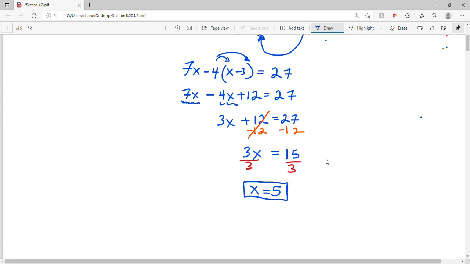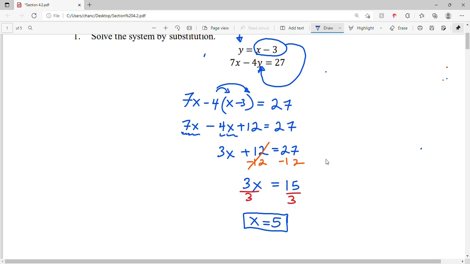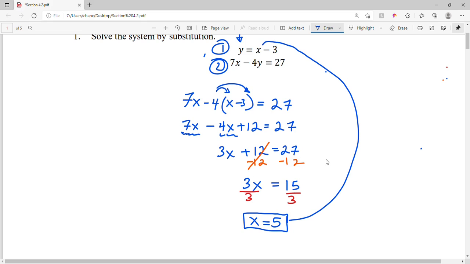We're not done yet. We have to solve for y as well. And to do this, we're going to use substitution again. We can plug in x equals 5 into the first equation, or we can plug it into the second equation. It's really up to us. But I noticed that the first equation is really easy to use, so let's use the first equation. And so y equals 5 minus 3 when we do the substitution, and y equals 2 is our second solution.